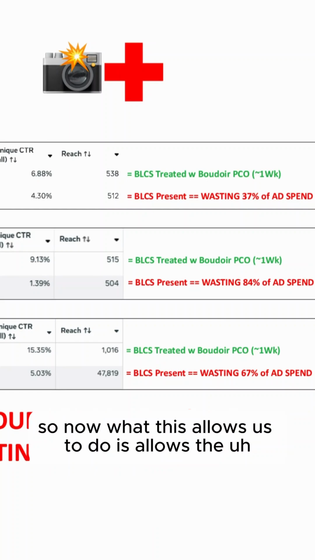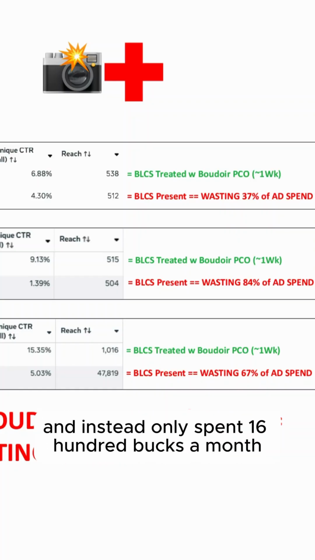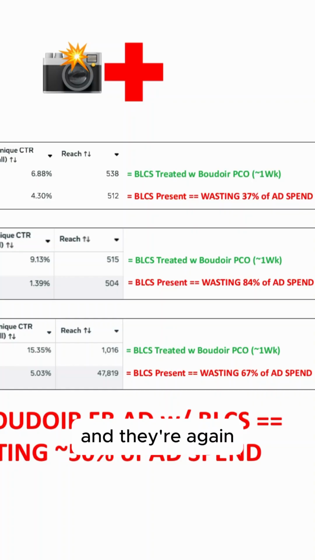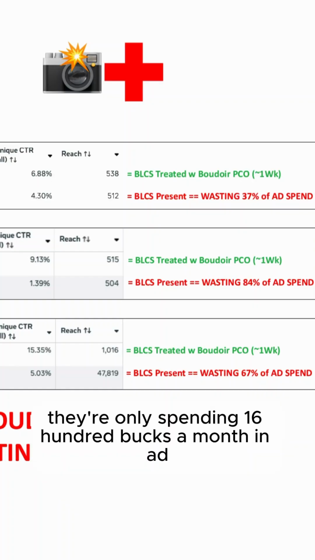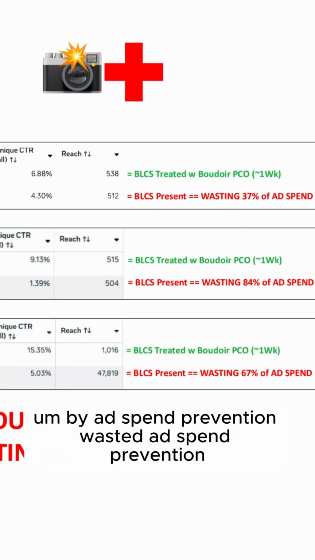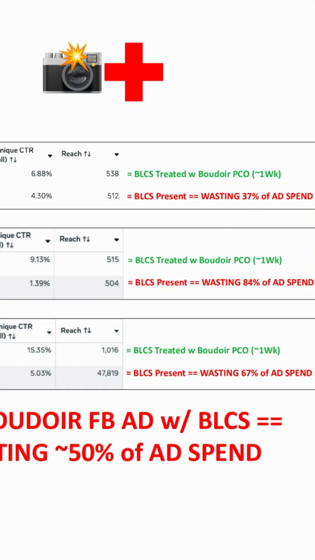So what this allows the Boudoir photographer to do is cut out that 8,400 bucks a month and instead only spend 1,600 bucks a month with the new Boudoir Pico treated ad. They're getting their ad into the same number of women's brains as before, but only spending 1,600 bucks a month in ad spend. So they're literally pocketing 8,400 bucks every month by wasted ad spend prevention. That's like 100 grand over the next 12 months.